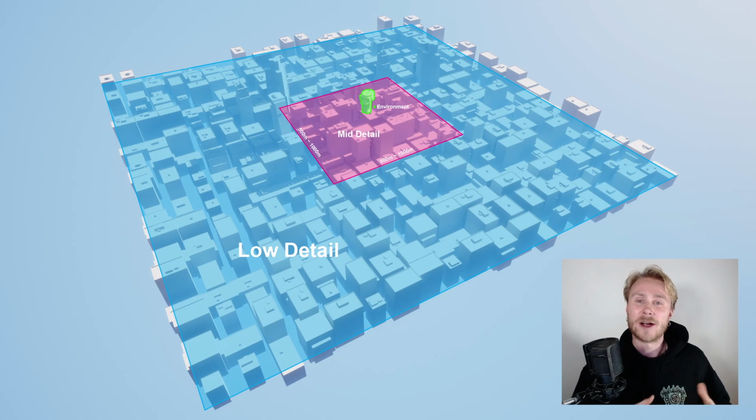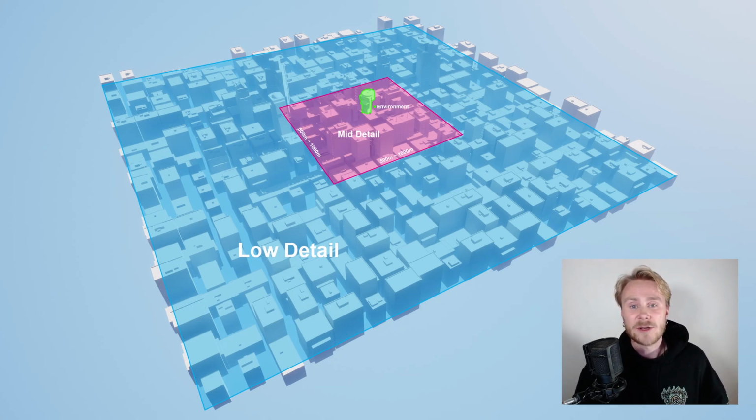So our mid detail buildings are the ones close around the environment. So let's say around 500 to 1,000 meters radius around it. And they are going to have a little bit more detail. And this is how we're going to do the procedural workflow, the workflow that I'm going to explain to you in a second in Blender.